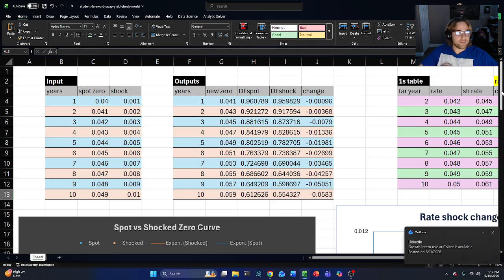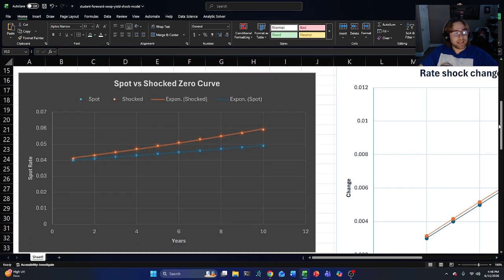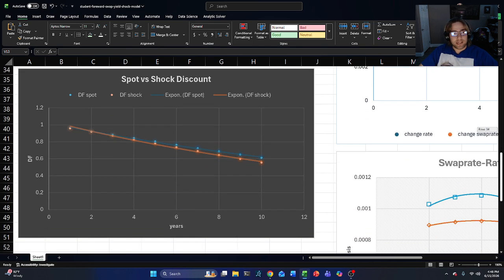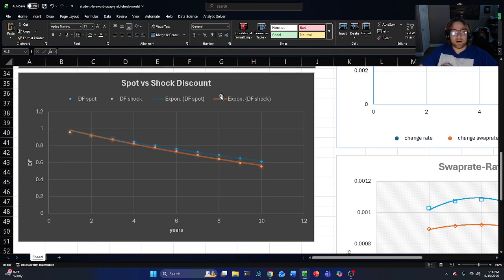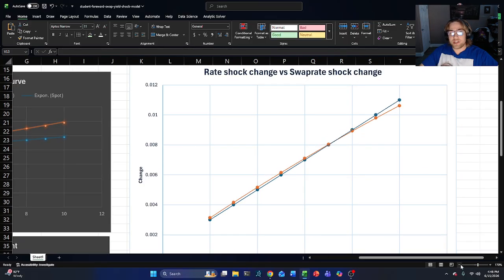Like I needed visuals to understand it, and basically what we're going to look at here is our spot versus shocked zero curve. So you can see there's our spot curve, there's our spot zero curve after a bear steepener shock example. Here's our spot versus shock discount. So as you can see, as expected, when we run a bear steepener, the discounts decrease out in time as well. And then this is the charts that explain the nuance.